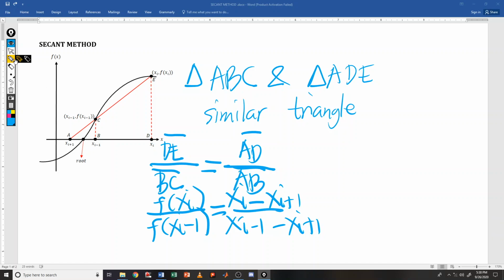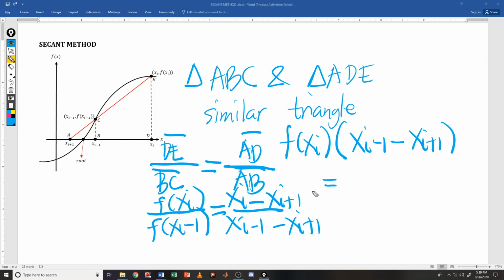Okay, and then we'll cross multiply the left hand side equation and the right hand side equation. So if we cross multiply this one, we begin with the left hand side equation. We have f of x sub i multiplied by x sub i minus 1 minus x sub i plus 1. So this is equal to the right hand side equation, that is f of x sub i minus 1 times x sub i minus x sub i plus 1. So if we derive this, this is the derivation of the formula of the secant method. So let us continue.